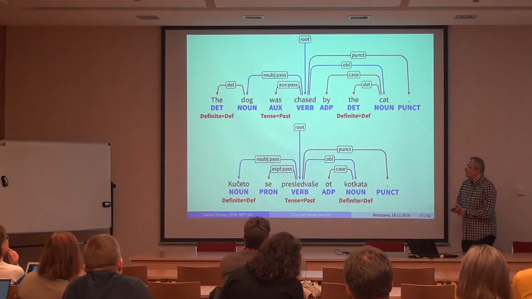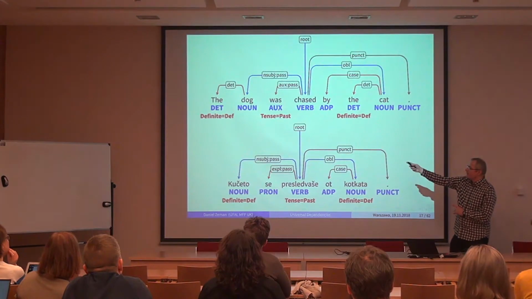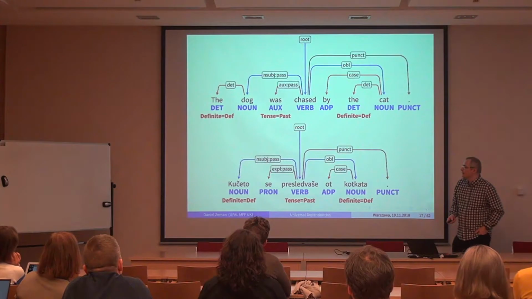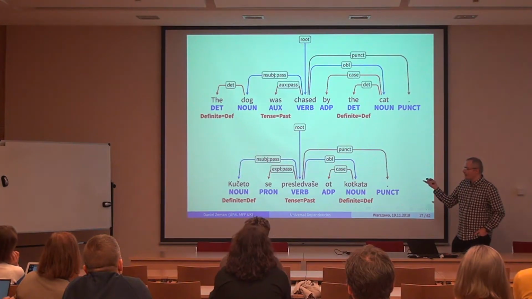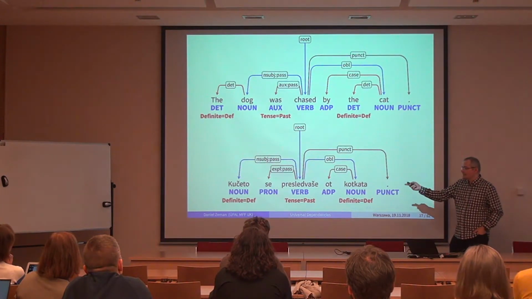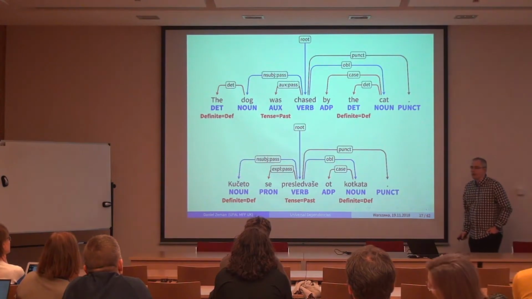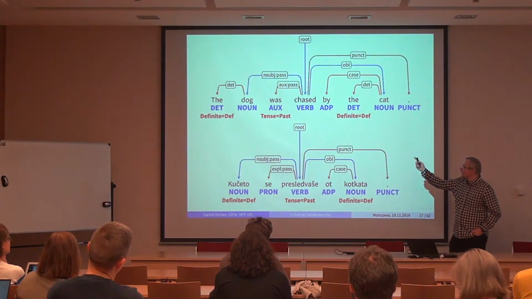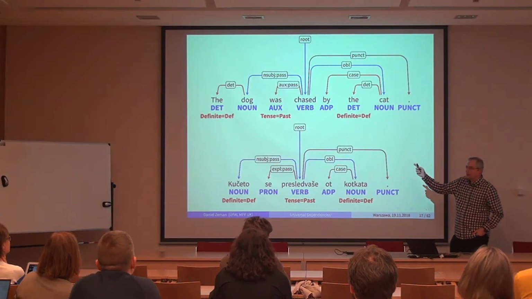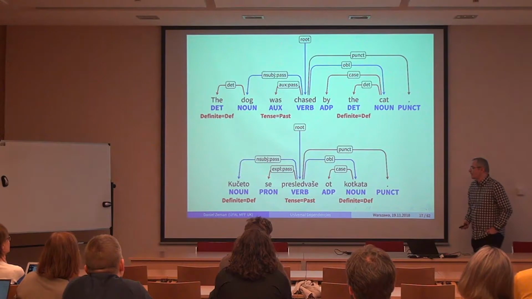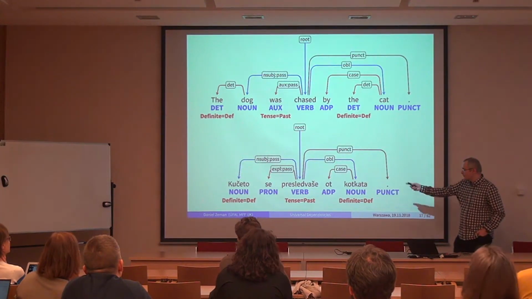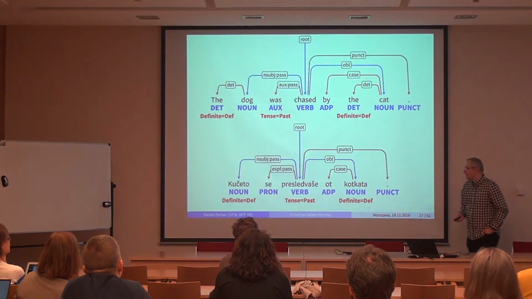So as we see here, the definiteness feature provided by the definite article in the English sentence, there's no definite article in Bulgarian. Instead, the same feature is marked directly by morphology on the noun. The same for the past tense. In English, the past auxiliary was is responsible for making it past tense, while in Bulgarian, presledvaše is a finite form directly containing the past feature.